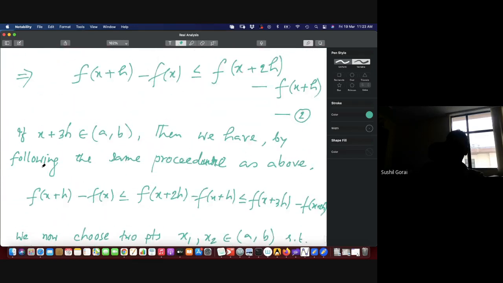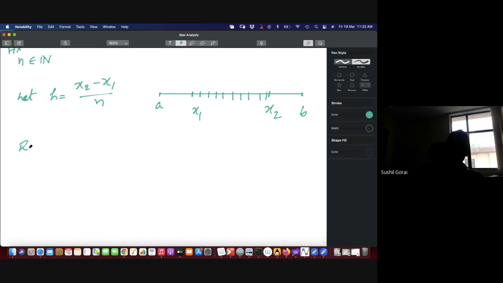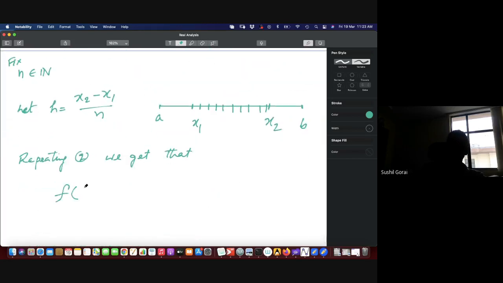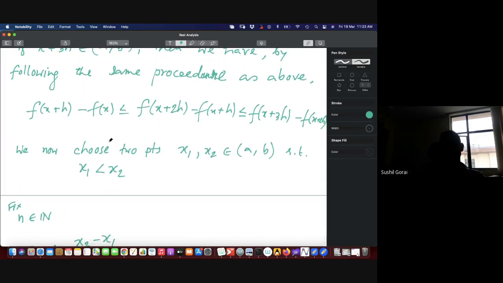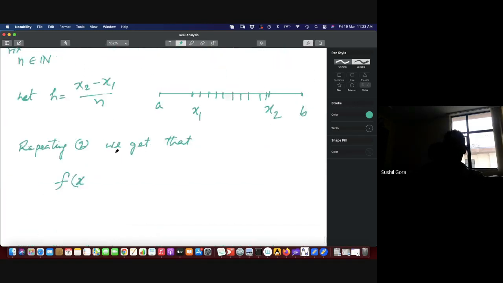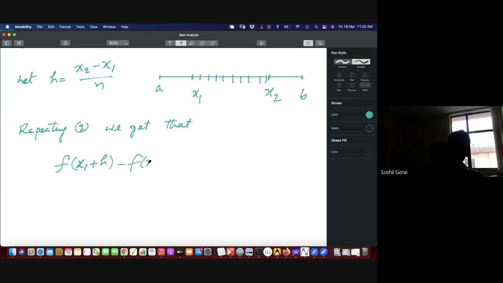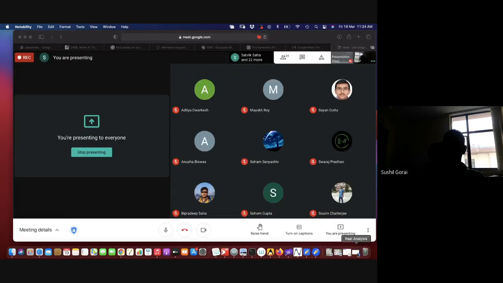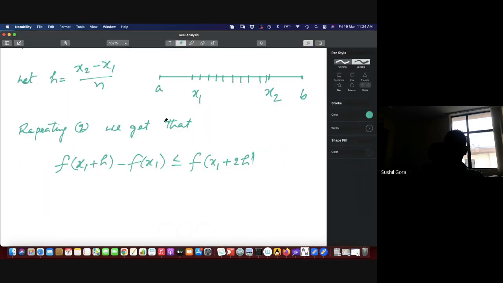So by repeating the above, we get that f of x1 plus h minus f of x1, since we will start with x1, is less or equal to f of x1 plus 2h minus f of x1 plus h, less or equal to f of x1 plus 3h minus f of x1 plus 2h.